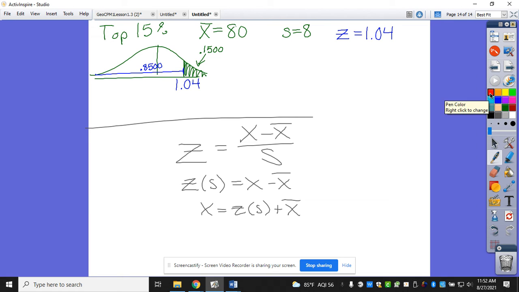So whichever way you want to do it, you might want to write this down if that helps you, but I'm just rearranging the equation to solve for something else. And then I'm just plugging in my numbers. So my z was what? 1.04. Before I ever plug any numbers, I should get an answer that is definitely what? Higher than 80. Alright, what is my S? 8. And what is my X bar? 80.